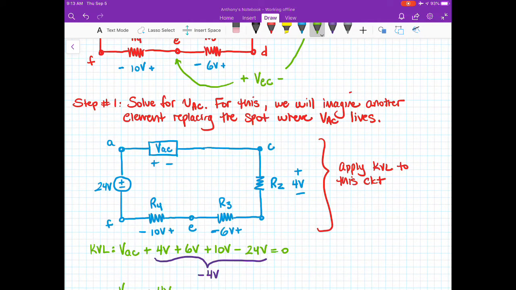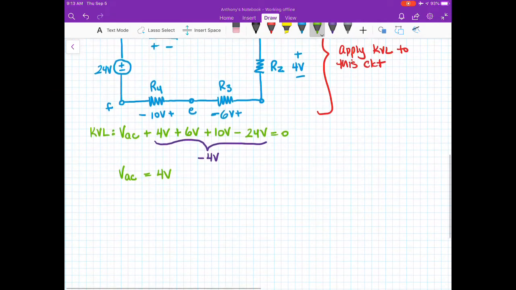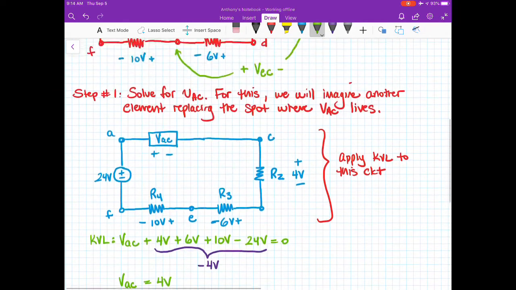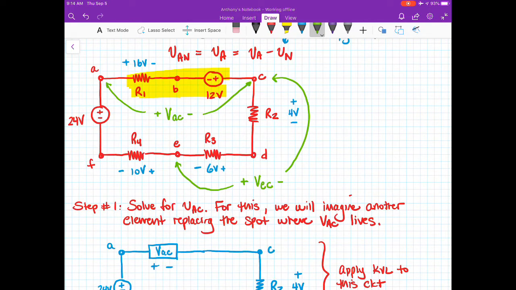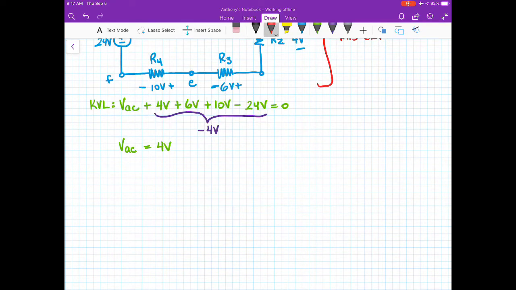A couple of sub-steps in here. What we did was replace those two elements that are included within VAC with a separate box. And then we just applied KVL as we would regularly, and came up with a value of 4. Again, that didn't necessarily require us to completely redraw the circuit. And in fact, when we solve for VEC, I am not going to redraw it. I'm just going to use the version of the circuit that's shown above. Okay, next, step number 2. For that, we're just going to try the same thing for VEC.